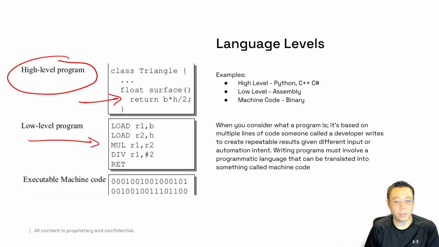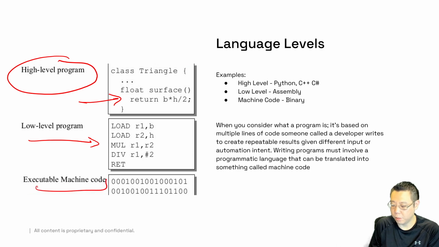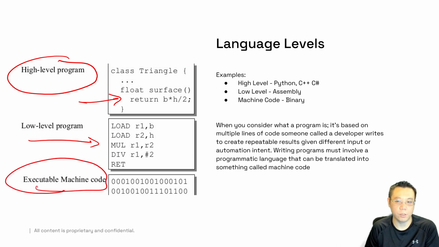Also, we have executable machine code by itself, which is zeros and ones only. When we talk about computers being base 2, that's what we really mean.